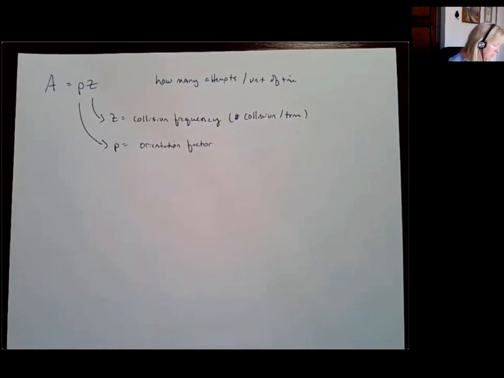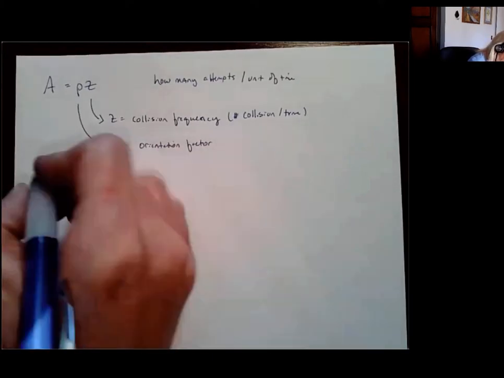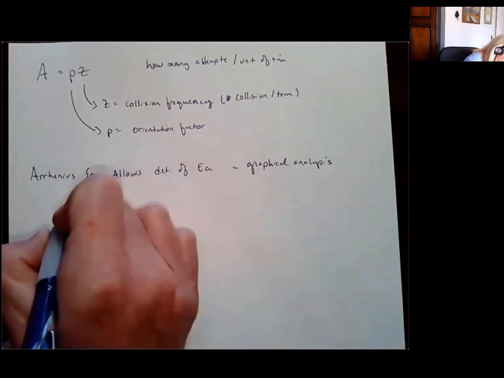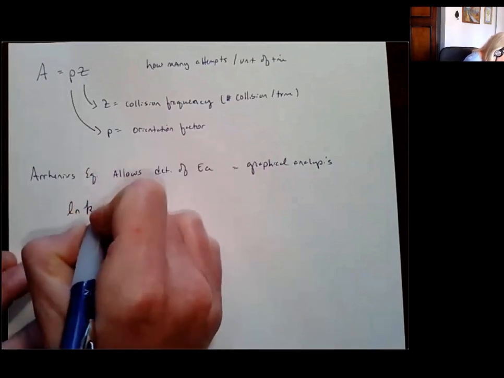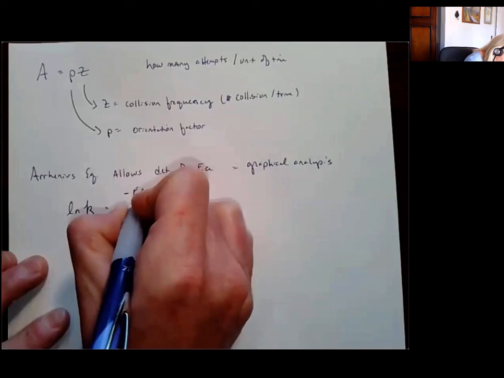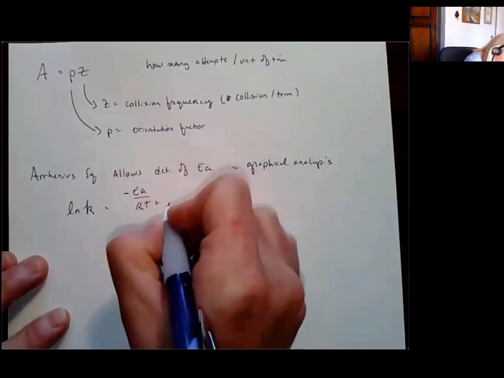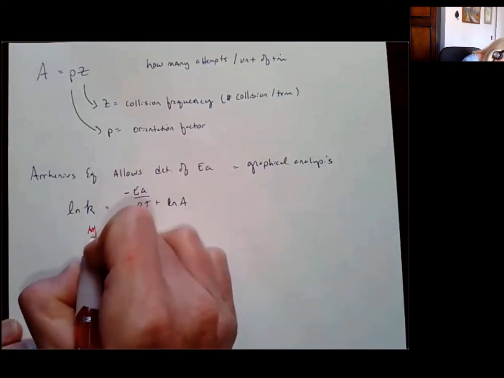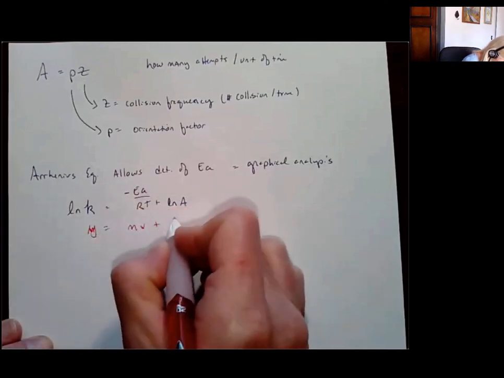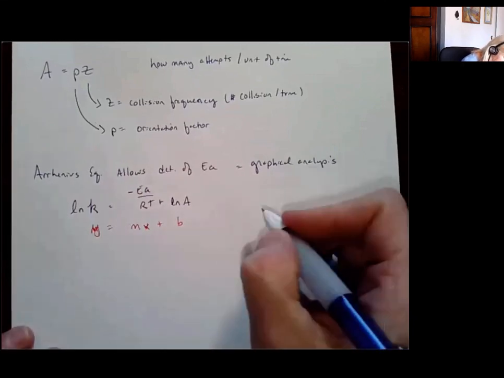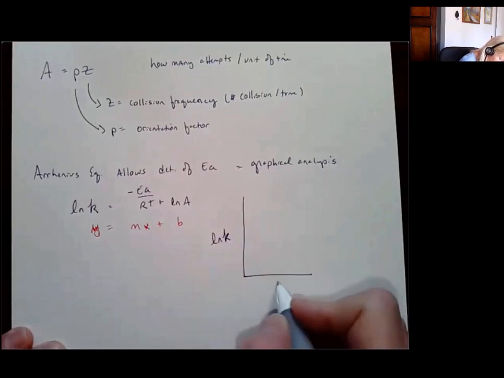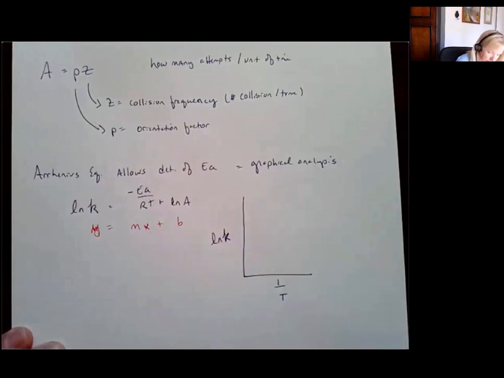The Arrhenius equation allows us to determine the activation energy, and we do this through graphical analysis. That looks like this equation here: ln of k equals negative EA over R, times 1 over T, plus ln of A. So this is my y equals mx plus b format. Y is my natural log of the rate constant. X is 1 over the temperature in Kelvin.